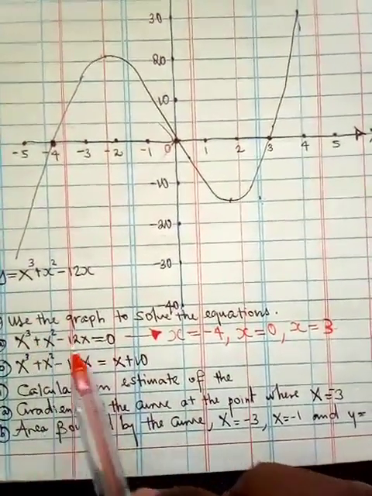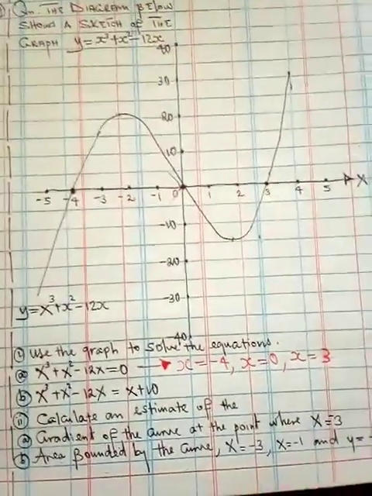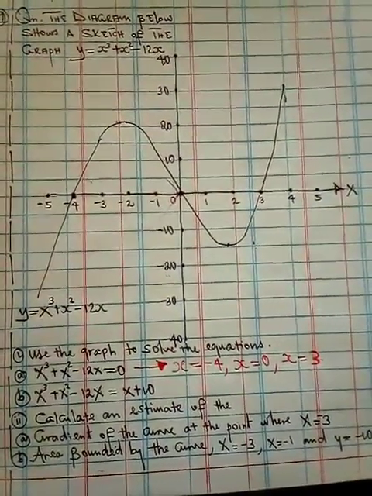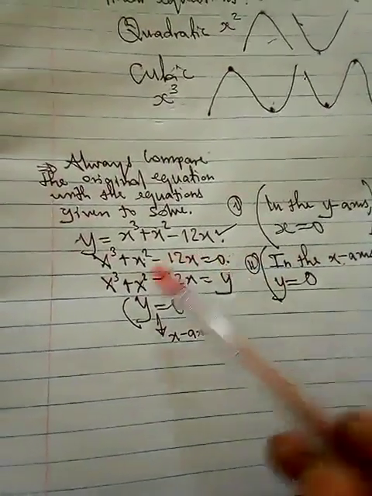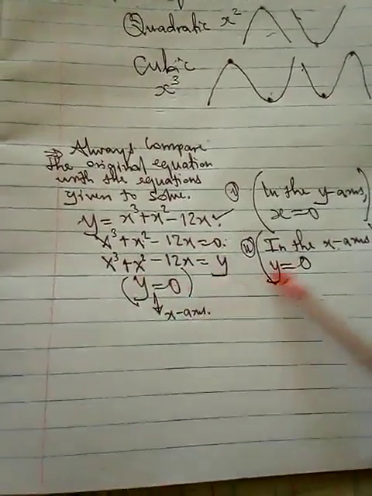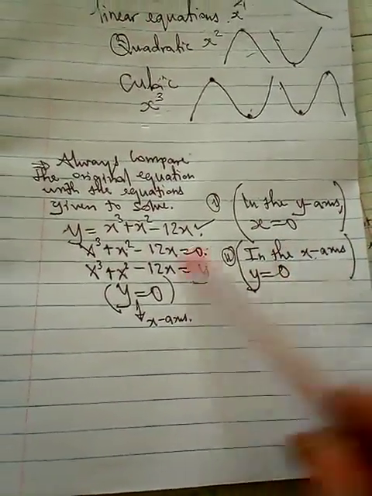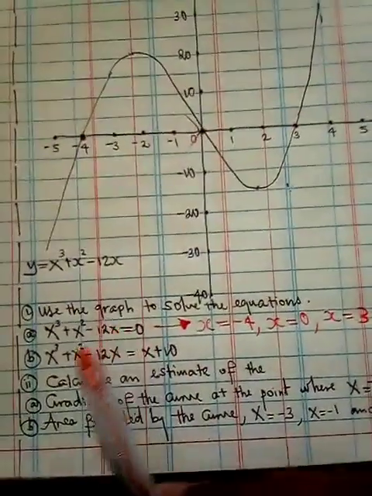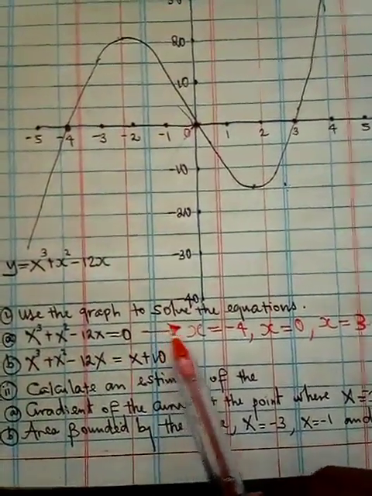So we only see where the equation has met, or where the graph has met with the x-axis, because in the x-axis y is always equal to 0, and that is just what we had made here. In the y-axis x is equal to 0, in the x-axis y is equal to 0. Very important concepts, these ones. So for the first one, where they said x to the power 3 plus x squared minus 12x is equal to 0, this is just what we do.